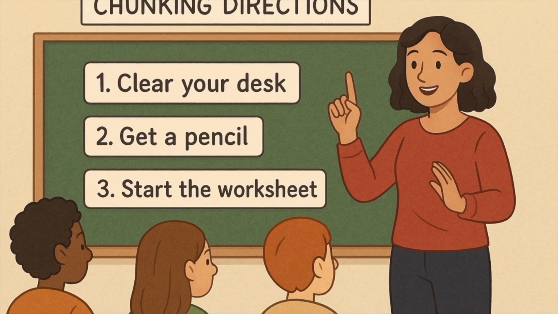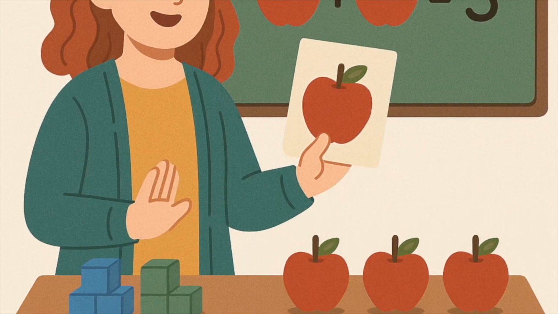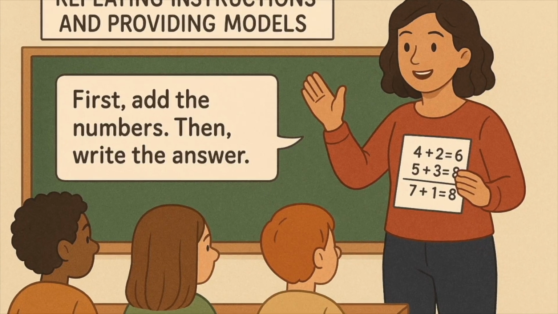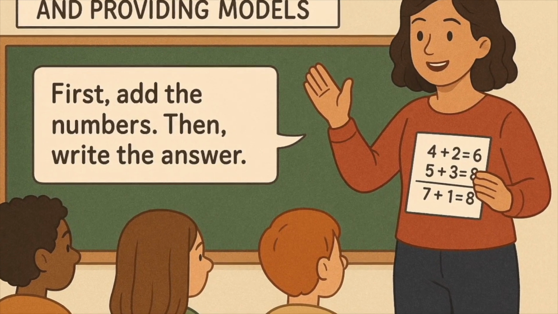But there are strategies we can use to help. Lowen in 2022 recommends chunking directions, using visuals and manipulatives as a part of your lesson, and repeating instructions and providing models, all of which will reduce the load on students' working memory. These supports don't just help students complete tasks, they make language learning more accessible overall.